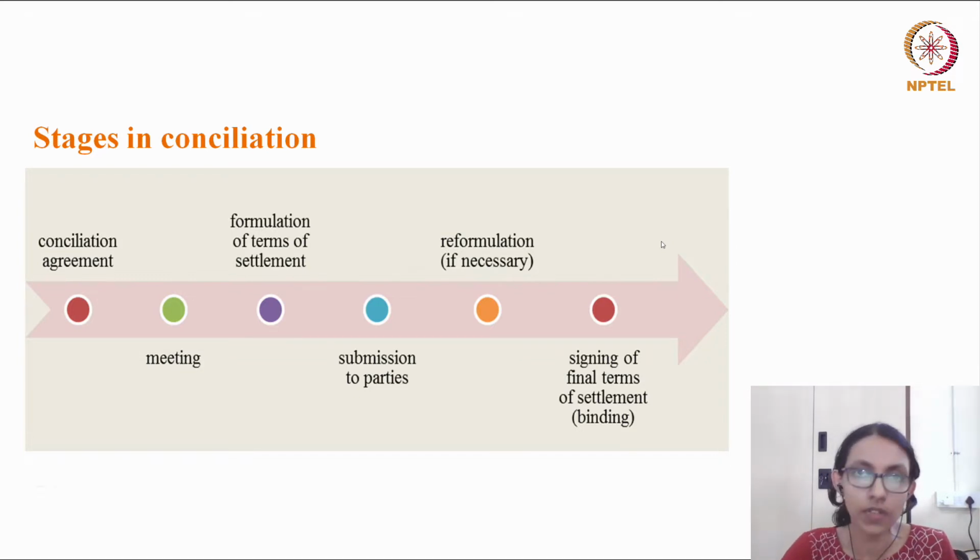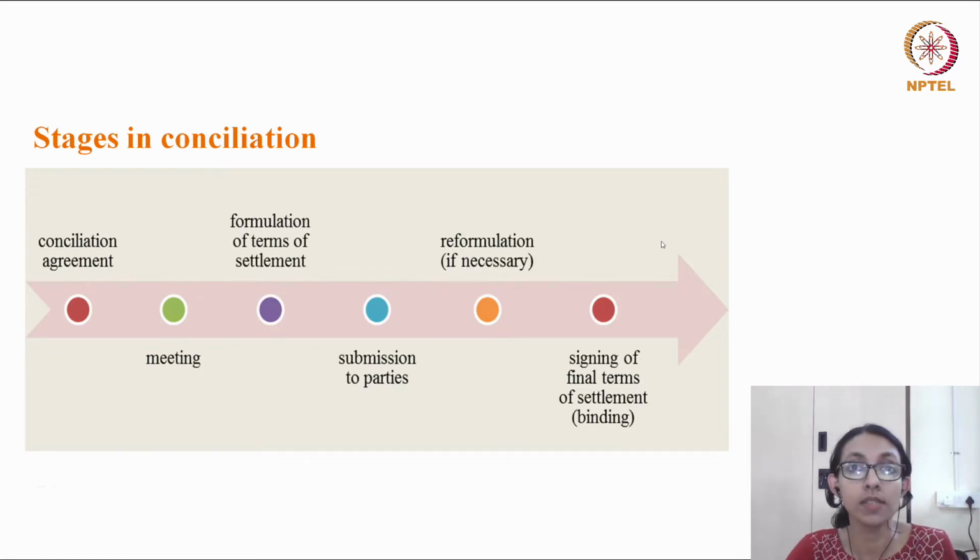If they are not satisfied with it, they can request for a reformulation of the terms of settlement to the conciliator. So, as such, the conciliator's report alone would not be binding on the parties. However, once they sign the final terms of settlement based on the conciliator's report, then it would become binding like an arbitral award.